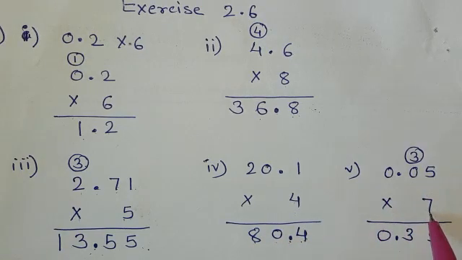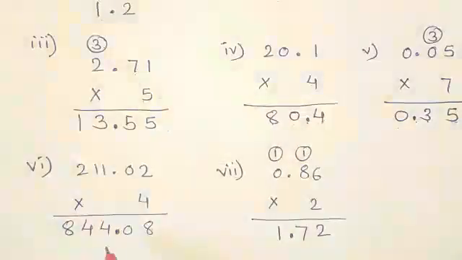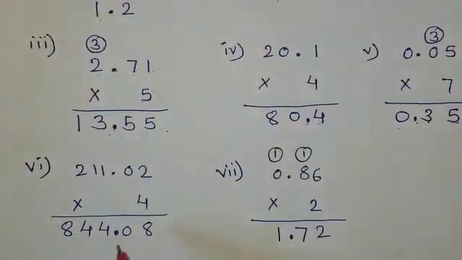0.05 multiplied by 7. 7 fives are 35. 5 here and 3 carry. 7 zeros are 0, 3 plus 0 gives me 3, 7 zeros are 0. After the point there are two numbers, so from the right side I will leave two numbers and put the point. So my final answer is 0.35.